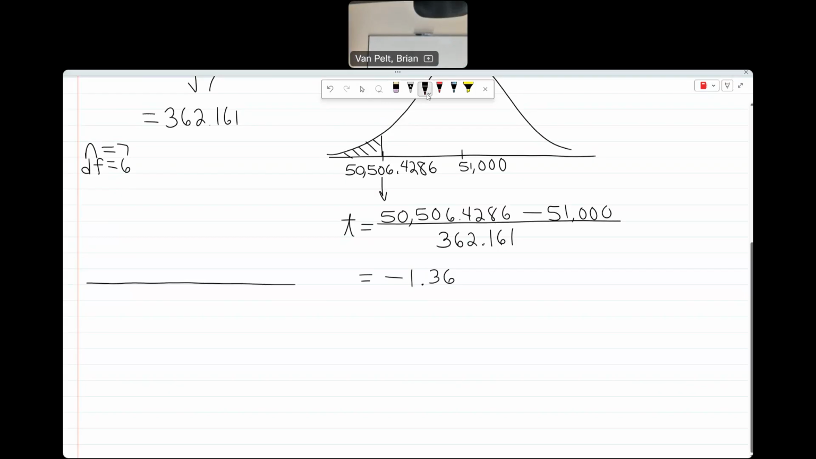And now we're ready to get our p-value. It may be the same p-value, you know? If it falls between the same two values on the table, it may be the exact same p-value.